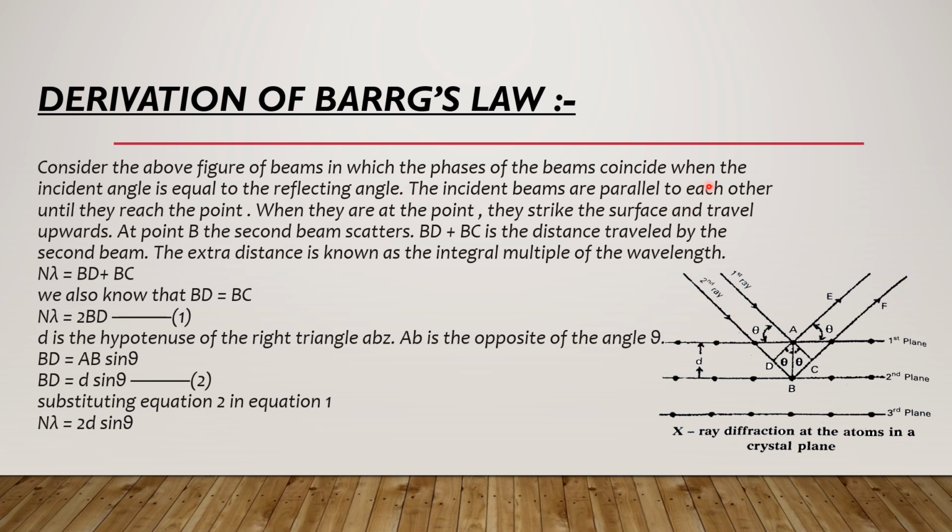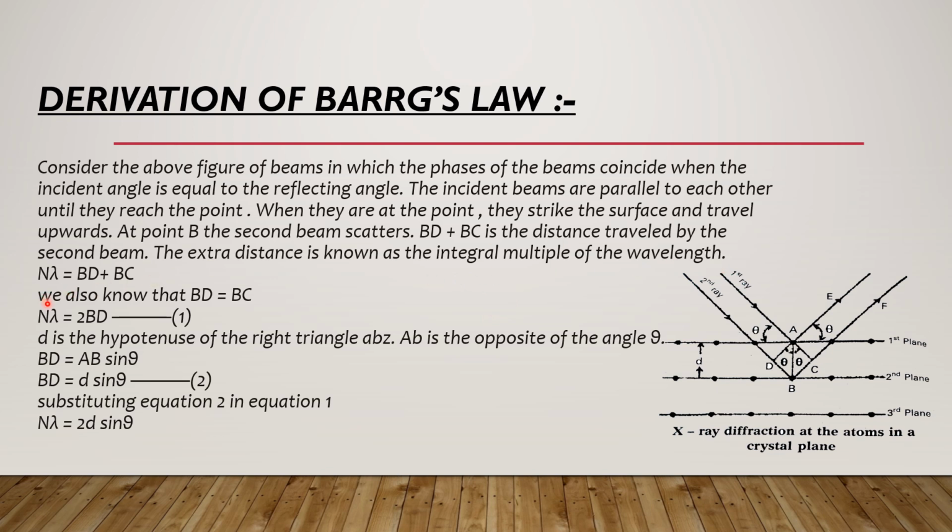The incident beams are parallel to each other until they reach the point. When they reach the point, they strike the surface and travel upwards. At point B, the second beam scatters. Here, BD and BC are the distance traveled by the second beam. The extra distance is an integral multiple of the wavelength. It is nothing but the path difference.